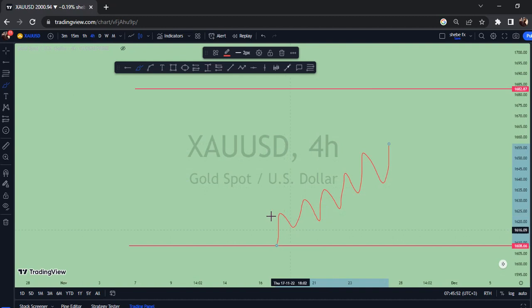What does this mean? It means that the previous high is lower than the following one. The same applies here: this high is lower than this one. Hence, this makes it a bullish structure.